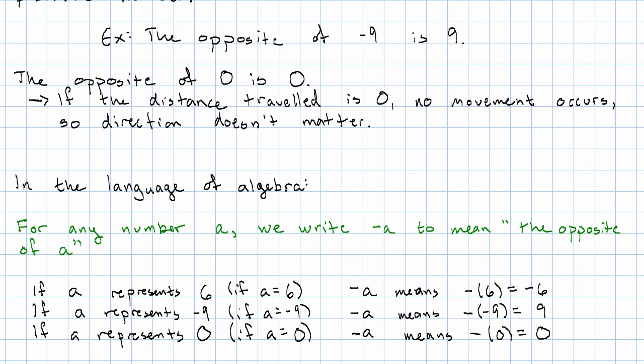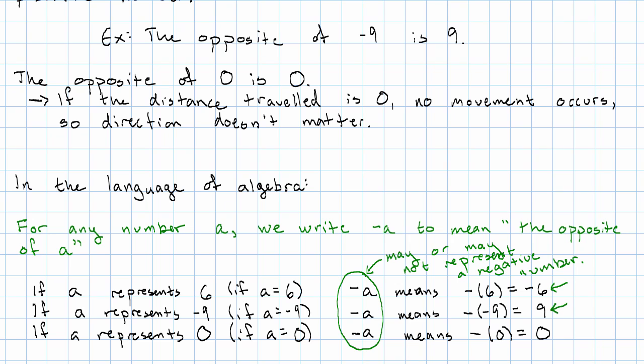And notice that this symbol, -a, may or may not represent a negative number. The opposite of a positive number is negative. The opposite of a negative number, however, is positive. And the opposite of 0 is just 0.